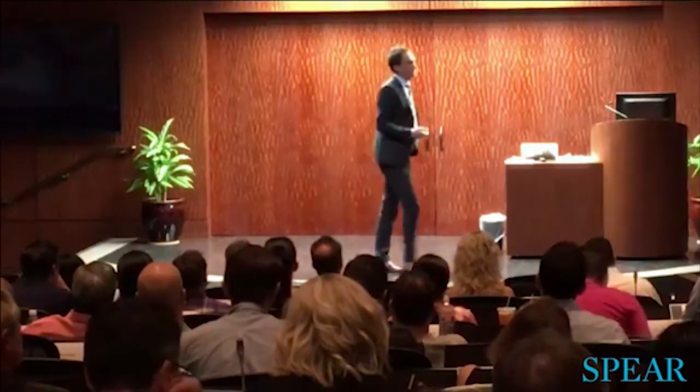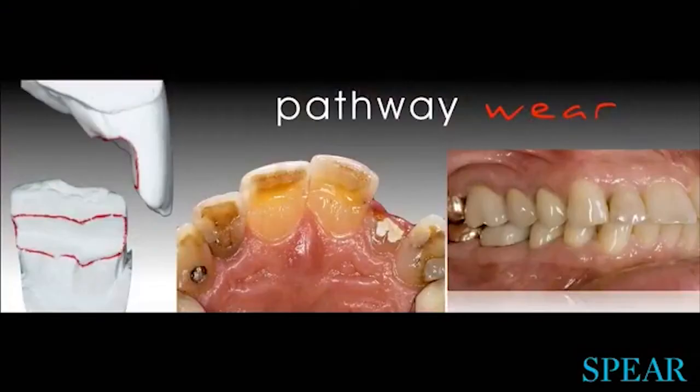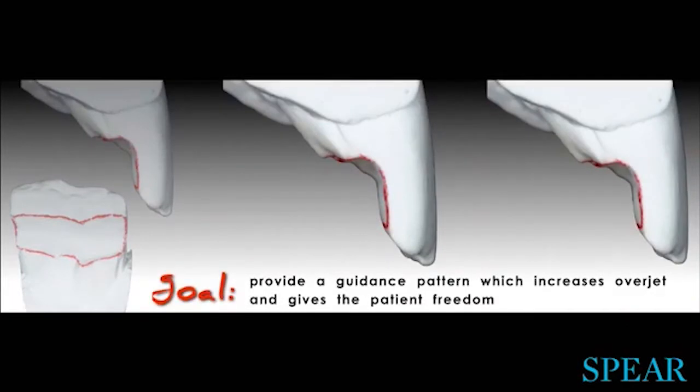Second patient is a patient of mine. And this is the patient that we talk about here at Spear, and we use the term pathway wear, right? Palatal facets on upper anteriors, facial inclined facets on lower anteriors. And we look at these patients and we say, well, they're restricted. And that our goal is we need to give them back more freedom, right? More room, more overjet.